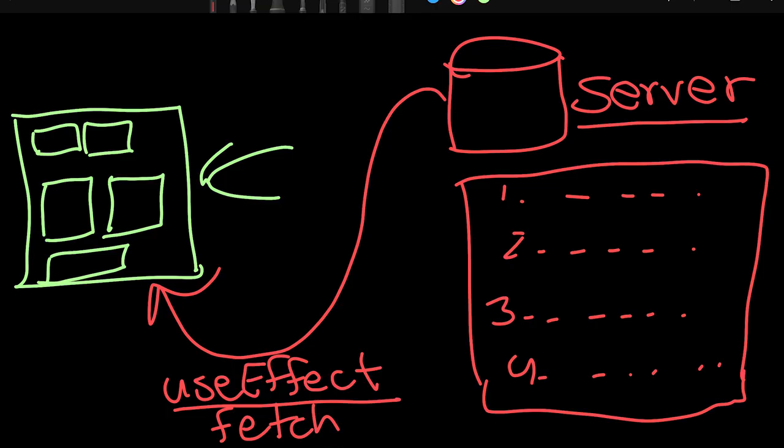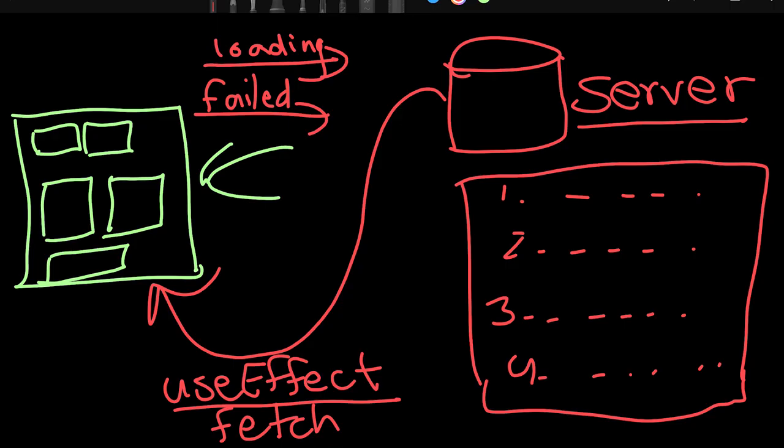So when we're getting data from a server, there are three things that can happen. One is we are in the loading state. Loading means we're still fetching data. One is we're in the failed state. Failed means we failed to fetch data. And one, we're in the success state. Success state means data has successfully been retrieved from the server.